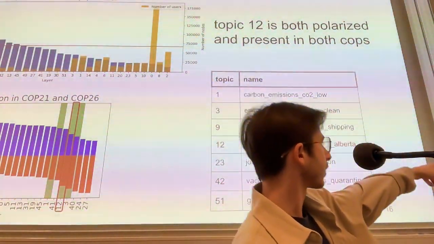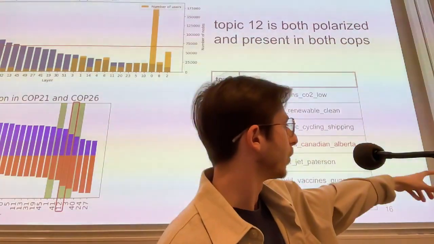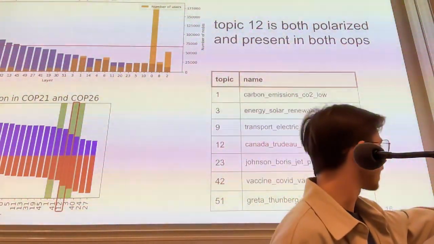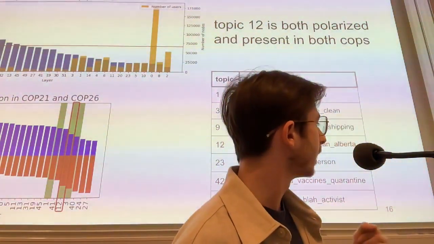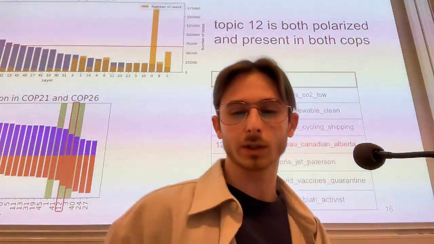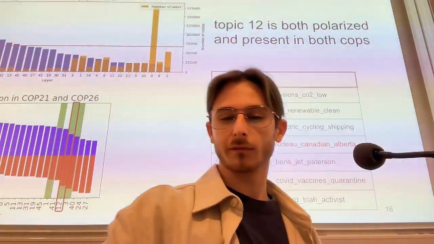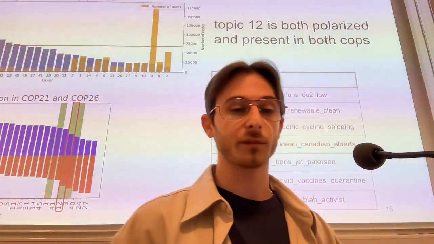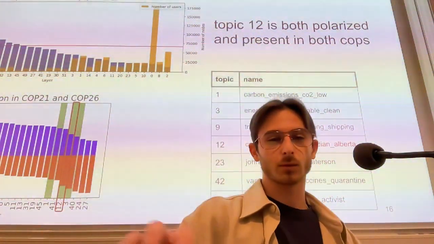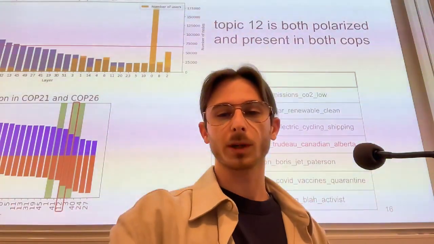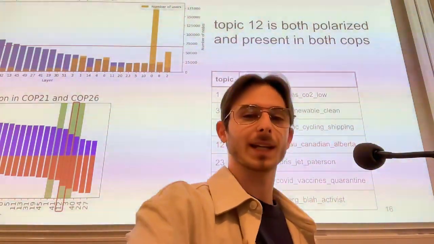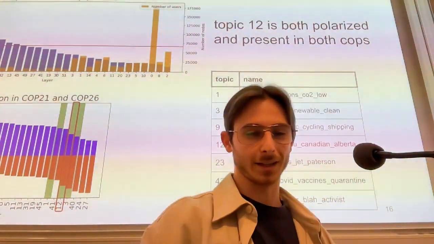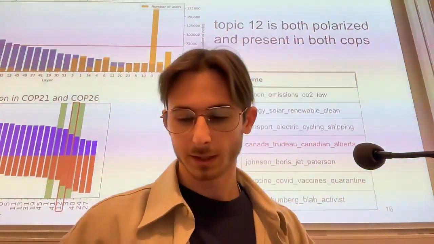In fact, in the second plot, the topic distribution, we can see how the first three topics, 23, 42, and 51, were present only in COP 26. That's because if you look, it was Boris Johnson, vaccine COVID, and Greta Thunberg, which were not a thing in 2015. So now to see an example, topic 12 was good because it was big enough in terms of number of users, in terms of polarization, and in the two distributions.